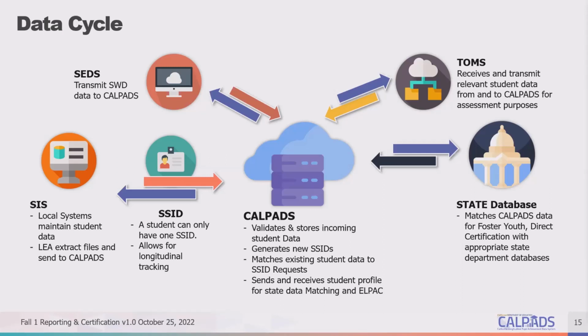And then from that point forward, the student has an SSID, and all the subsequent files are identified to that student in the SSID. Data also comes into CalPADS from external systems outside of the local realm. You have TOMS, which is going to submit testing data for LPAC and CAASPP. And then you have statewide matching, both for foster youth. They're working on getting migrant matching in the future. And you have your direct certification to identify students eligible for free meals every month. That's the different sources of data input into CalPADS.